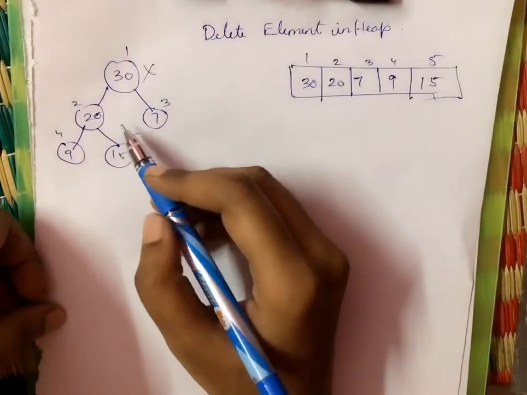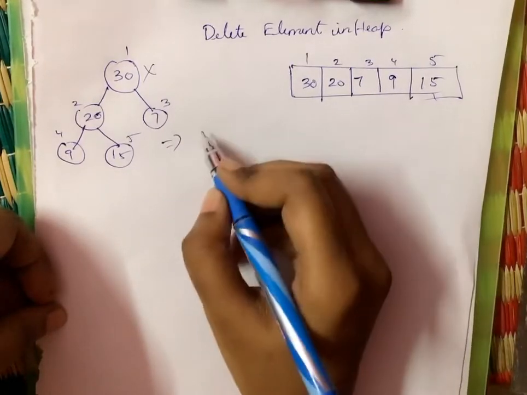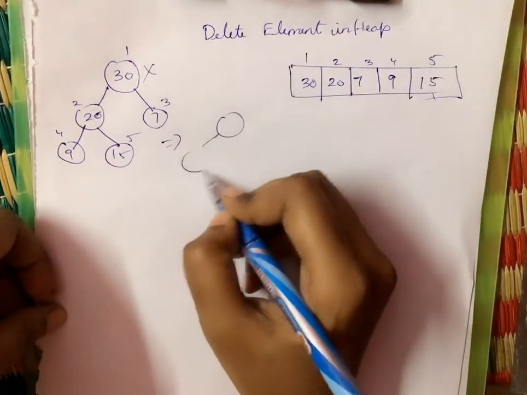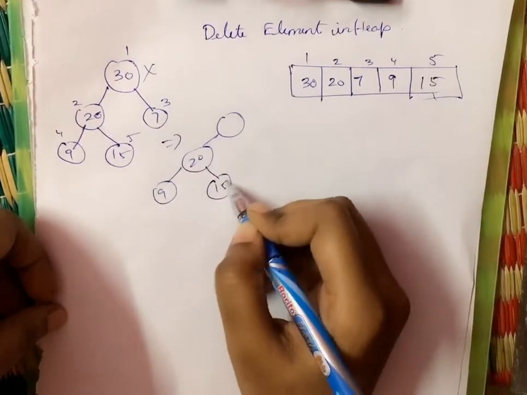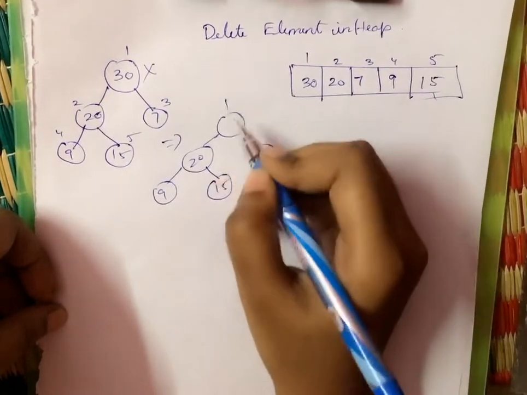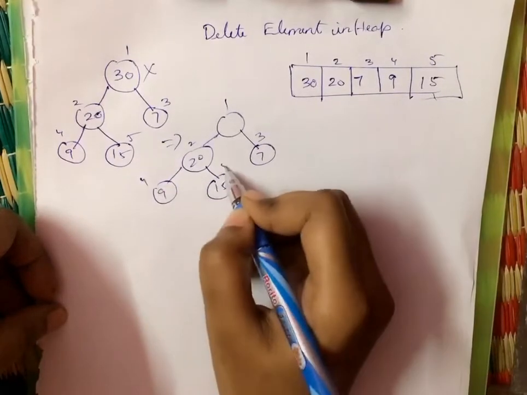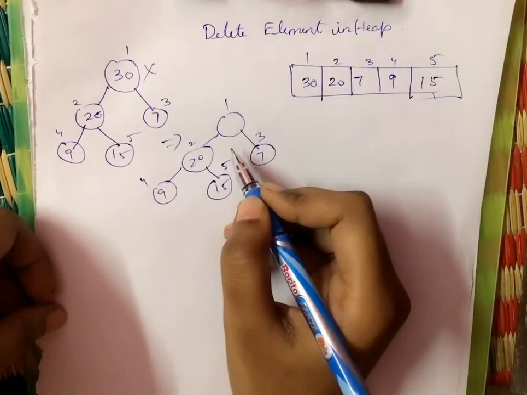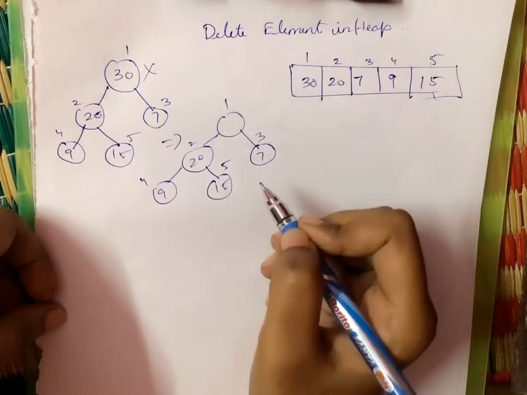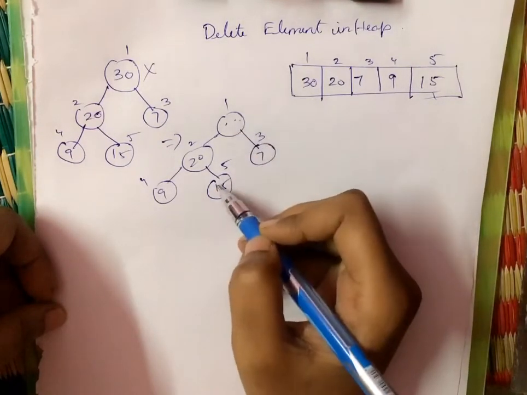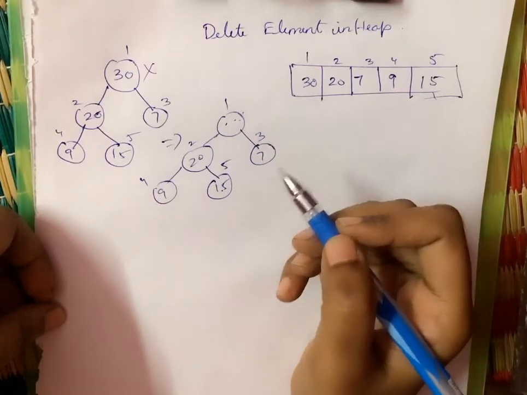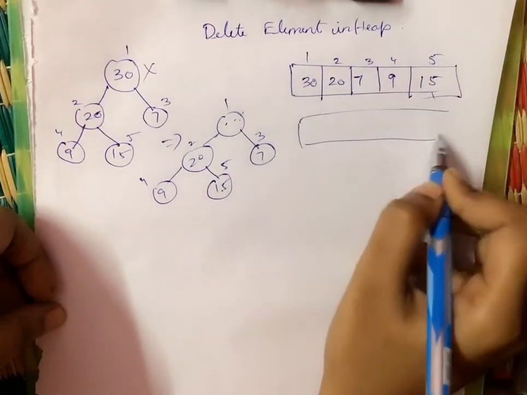So the array will be like this. That is, the graph will be like this. So 30 is deleted, 9 and 15, 7, 1, 2, 3, 4 and 5. After deleting this, the last element of the array will be replaced in that position. So in that position we will keep that value. Same thing we are writing in an array.